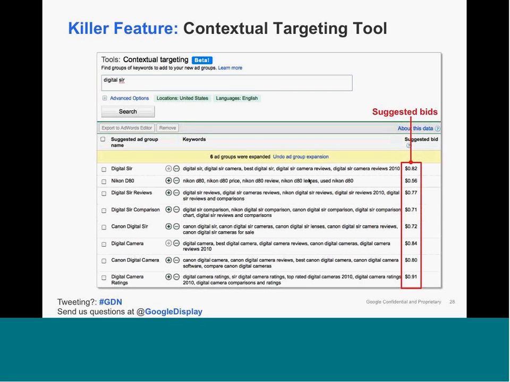Suggested bids are also provided to ensure you're competitive in the auction and that you get the exposure and volume that you need. You should look through and pick the ad groups that make sense and download them to implement your campaign. Also, I'd recommend looking at the keywords to make sure that they make sense and edit them if they don't.